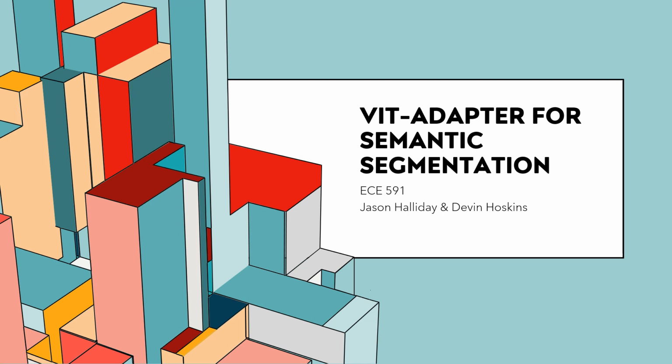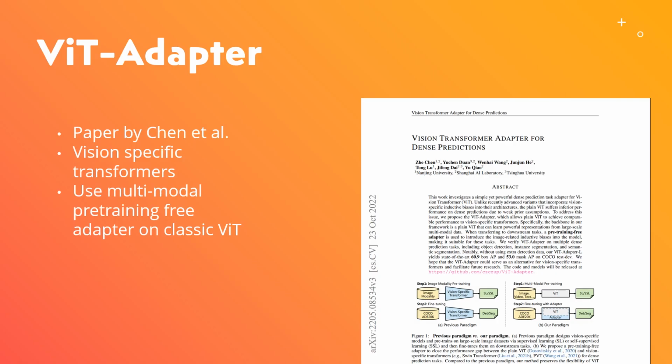Our ECE591 final project presentation is about utilizing the VIT-Adapter for semantic segmentation. The main inspiration for this project is a paper called Vision Transformer Adapter for Dense Predictions by Chen et al. That explores the use of the vision transformer for dense prediction tasks by using an external training-free adapter that introduces image-related knowledge to a pre-trained VIT.